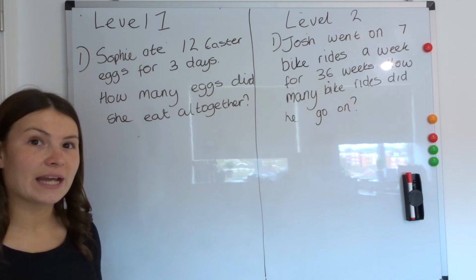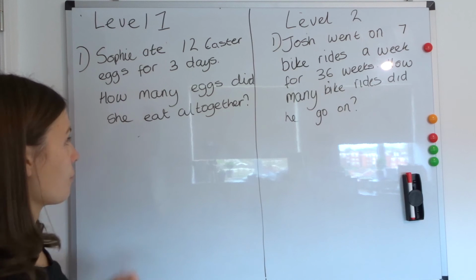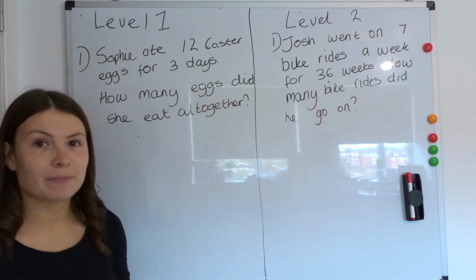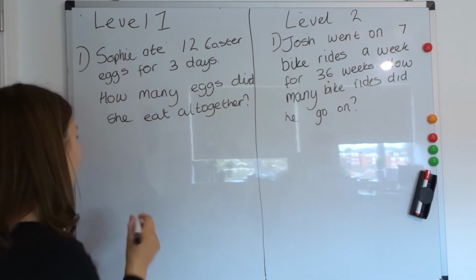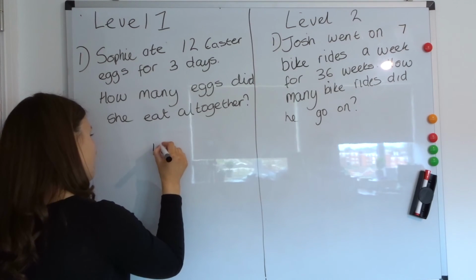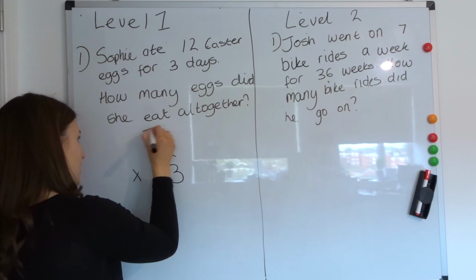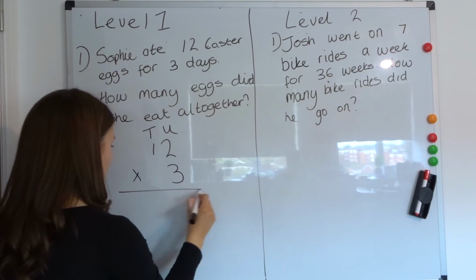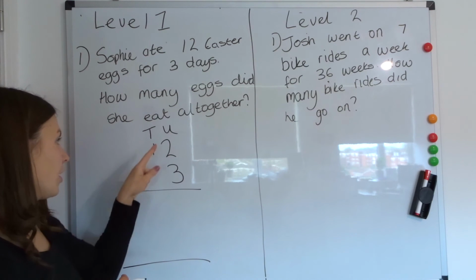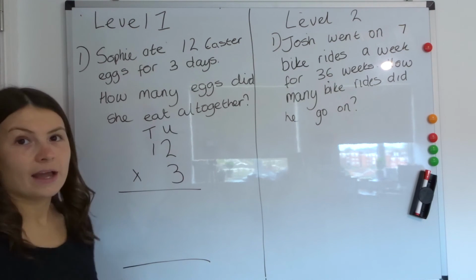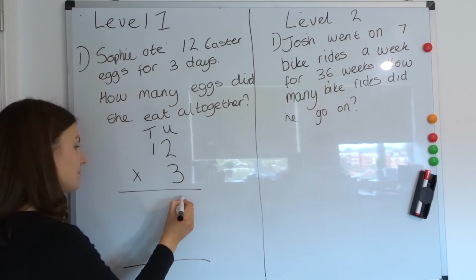And to find out how many eggs she ate altogether, we need to times 12 by 3. So which number is the biggest number out of 12 and 3? That's right, it's 12. Put in 12 on the top times 3, and don't forget to put your tens and your units column. 2 lines. Then we're going to start with our units. So we're going to go 2 times 3. 2 times 3 is 6.